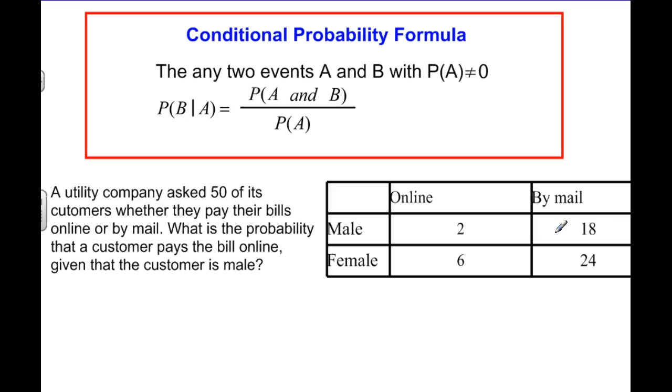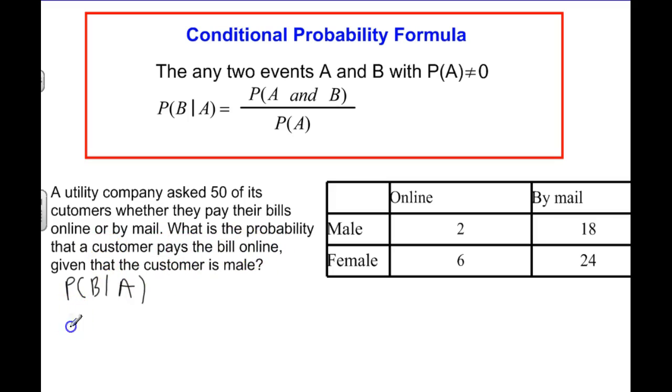This is where it starts to get complicated. So given any two events A and B, with probability of A not being 0, what is the probability of B given A? So this is the formal way of doing it. So let me do it the formal way, and then we'll do it the way I just taught you a minute ago and see which way you like better. So what is the probability of A and B happening? So first of all, let's consider what A and B are in this case. So if the formula is probability of B given that A has happened, in this one, what is the probability that the customer pays the bill online given that the customer is male?